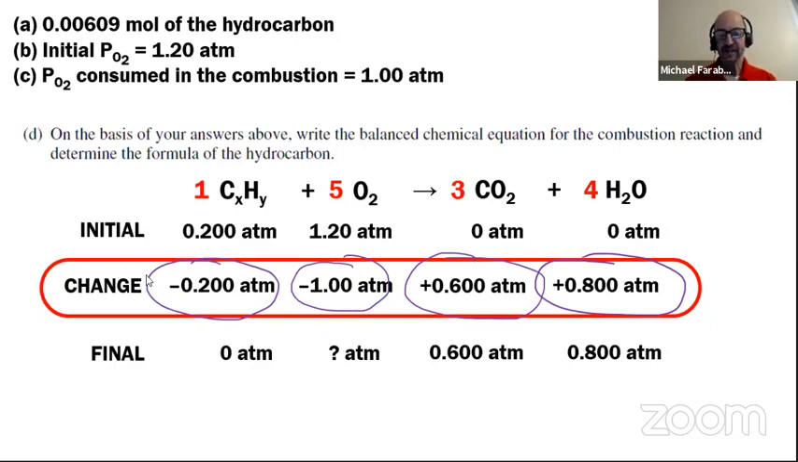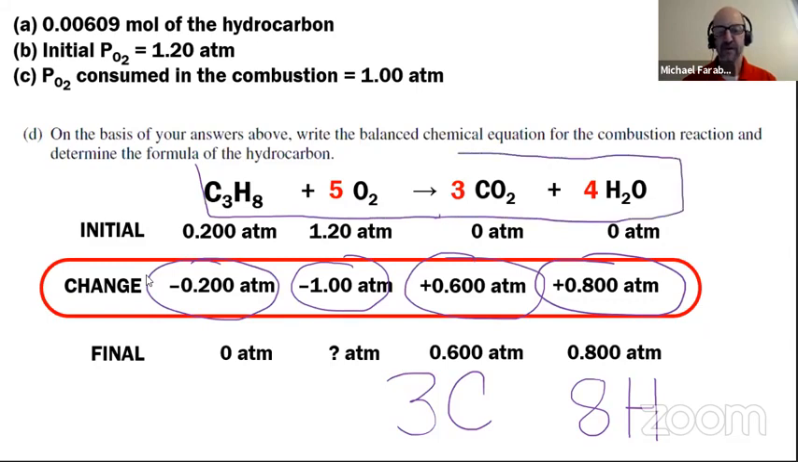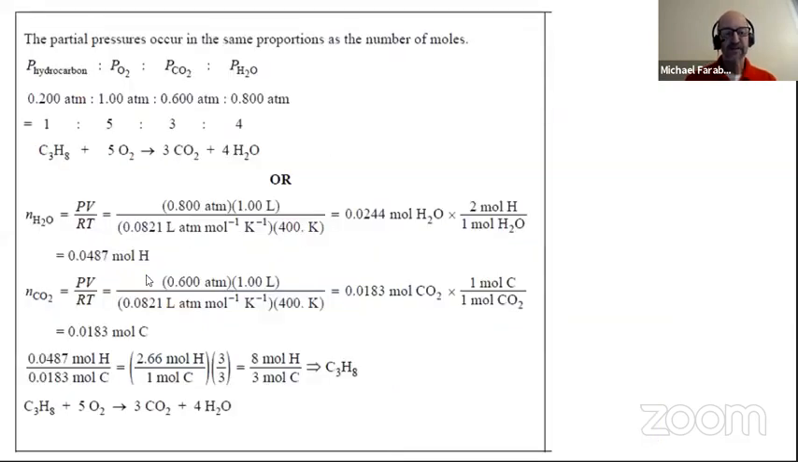Well, now that we've done that, 3 moles of CO2 contain 3 moles of carbon. 4 moles of H2O contain 8 moles of individual hydrogen atoms. So we now have our empirical formula, which is C3H8, and you can confirm that this, in fact, is a balanced chemical equation, that we have 3 carbons, 8 hydrogens, and a total of 10 oxygen atoms on both sides of the equation. I will then show you the official scoring guidelines.